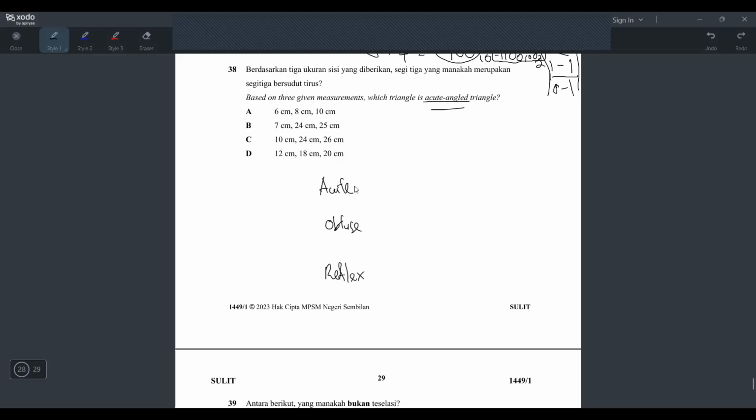So what is acute angle? Less than 90. It means quadrant 1. What is obtuse? More than 90, but smaller than 180, which is quadrant 2. Reflex, more than 180, but smaller than 360, which is quadrant 3 and 4. I remember just now there was one question that mentioned the word reflex, that's why I mentioned it at the same time already.